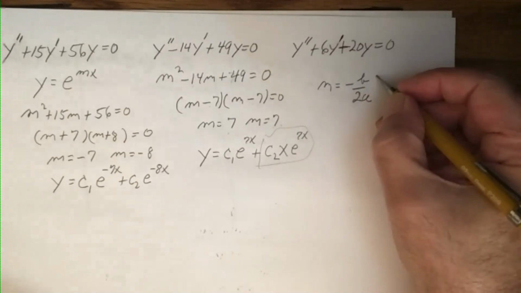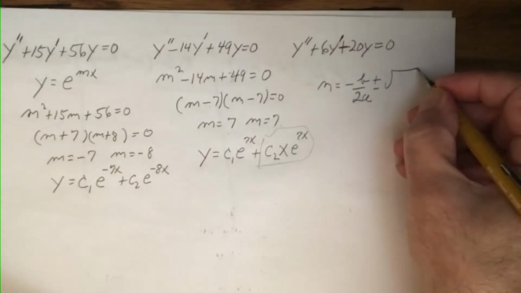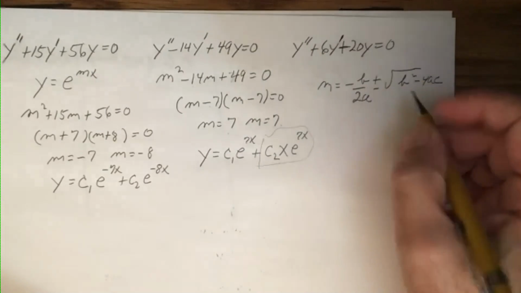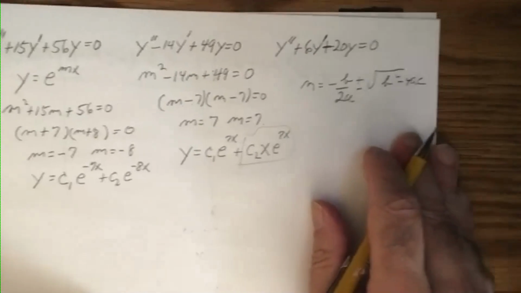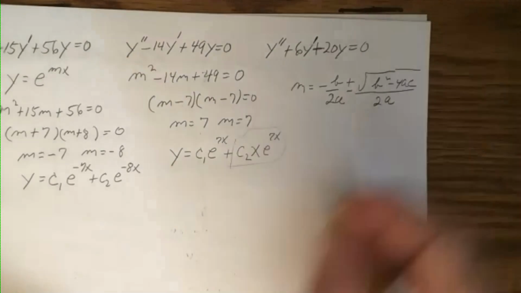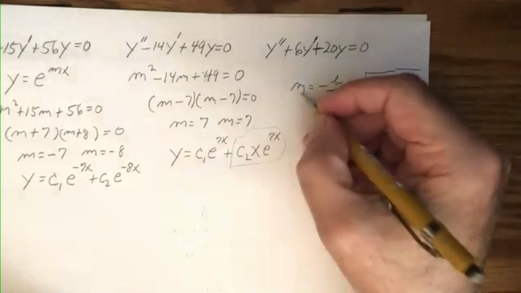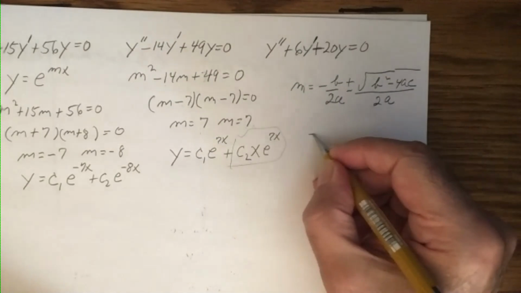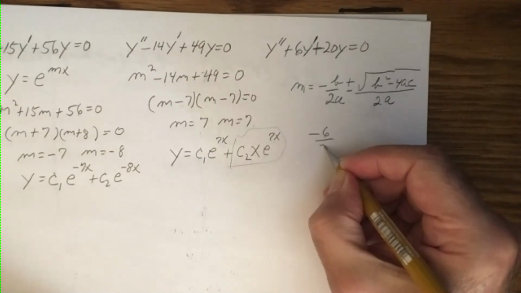All right, plus or minus. I'm going to write it like this: the square root of b squared minus 4ac, divided by 2a. Everybody can see what I'm writing? All right, so that's our quadratic formula. So let's see, I got minus 6 divided by 2.